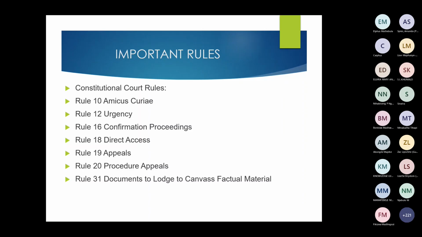Important rules in terms of constitutional litigation, especially, is amicus curiae, which we'll have a quick look at. Rules in relation to urgency, which is Rule 12. Rule 16 is confirmation proceedings, as we've mentioned in terms of the relevant section as well. That's the rule that gives effect to it. Then Rule 18, which deals with direct access. Rule 19, appeals. Rule 20, procedure on appeals. And then Rule 31, documents to lodge to canvass factual material. And that actually goes hand in hand with Rule 10, which is amicus curiae.